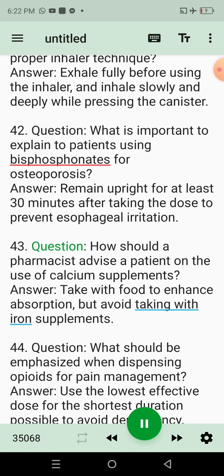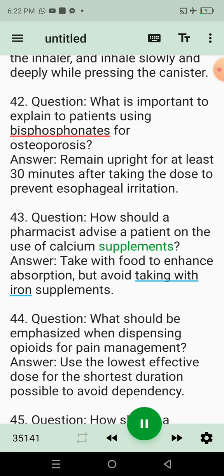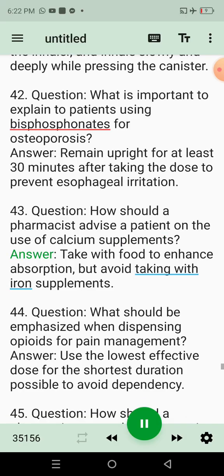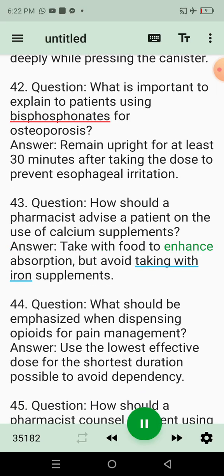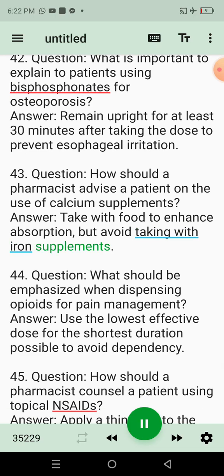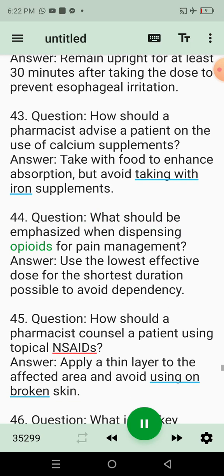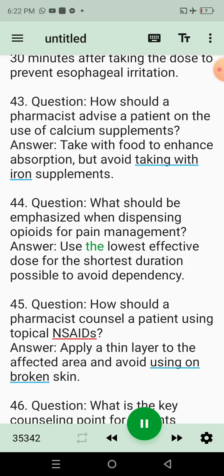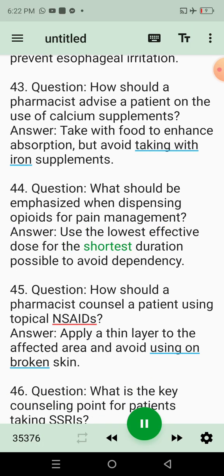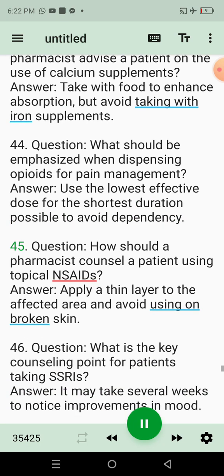43. Question: how should a pharmacist advise a patient on the use of calcium supplements? Answer: take with food to enhance absorption, but avoid taking with iron supplements. 44. Question: what should be emphasized when dispensing opioids for pain management? Answer: use the lowest effective dose for the shortest duration possible to avoid dependency.